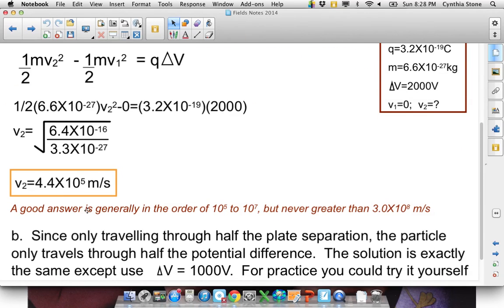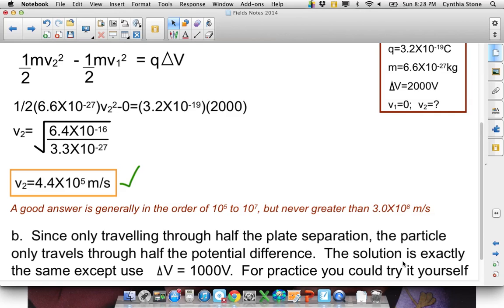And as I say, a good answer, like that's a big number, 440,000 meters per second, but that's typical. A bad answer would be one that I'd be concerned about for sure if it's greater than 3 times 10 to the 8. Sometimes they're smaller than 10 to the 5, but never greater than that, obviously, because then I either wrote a bad question or you screwed up.